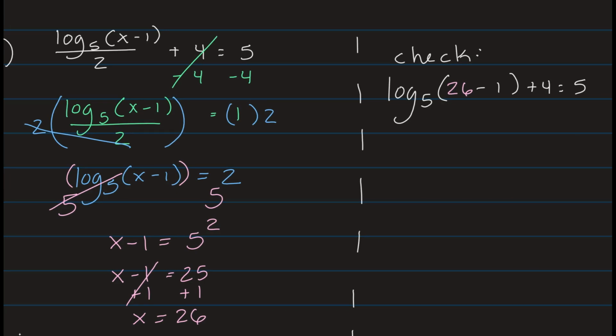So first thing I need to do is evaluate the log. In order to evaluate the log, I must have that argument be one term. So 26 minus 1 is 25. Oh my gosh, it's fine. Just forgot to write it, divided by 2. So same exact thing. I first need to get the argument to be one term. So log base 5 of 25, all divided by 2, plus 4 is equal to 5.